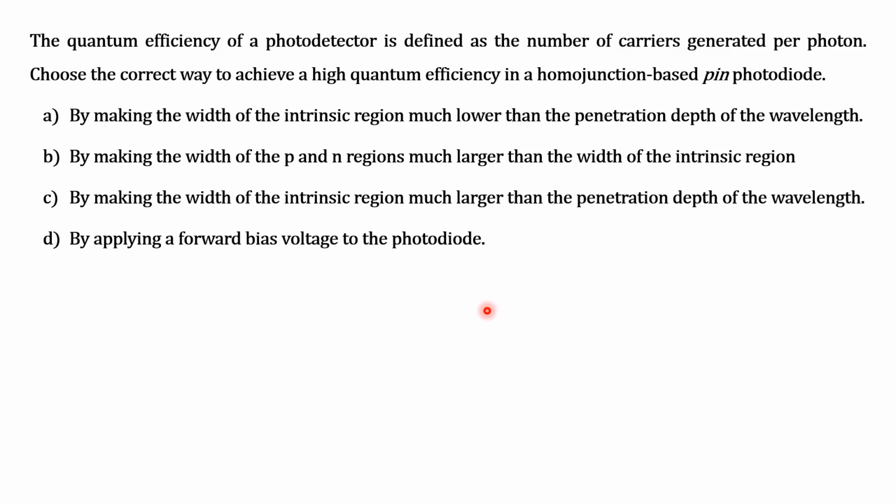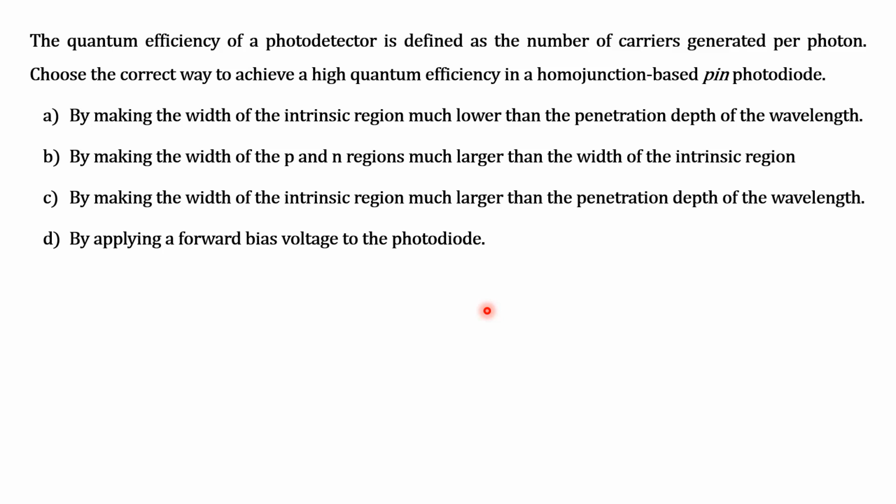Option C, ma'am. By making the width of the intrinsic region much larger than penetration depth of the wavelength. Yes. So what is the explanation? Ma'am, we make N and P region so small that light is incident on the intrinsic region, and the electron hole pairs generated in the intrinsic region are then separated on either side by reverse biasing the photodiode. Yeah, so a much larger intrinsic region gives more electron hole pair generation, and it helps us to separate also.